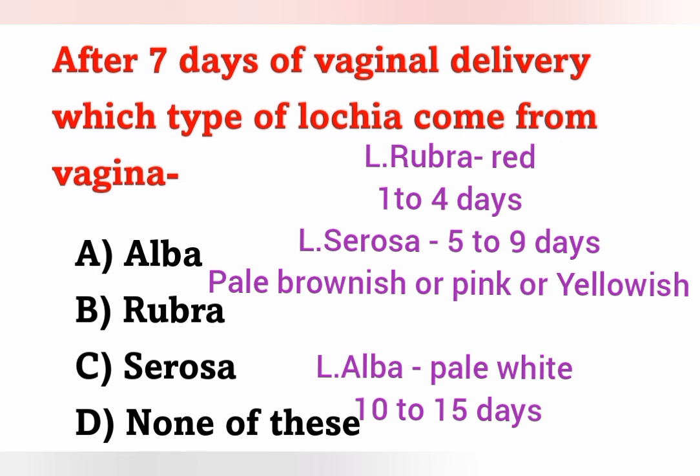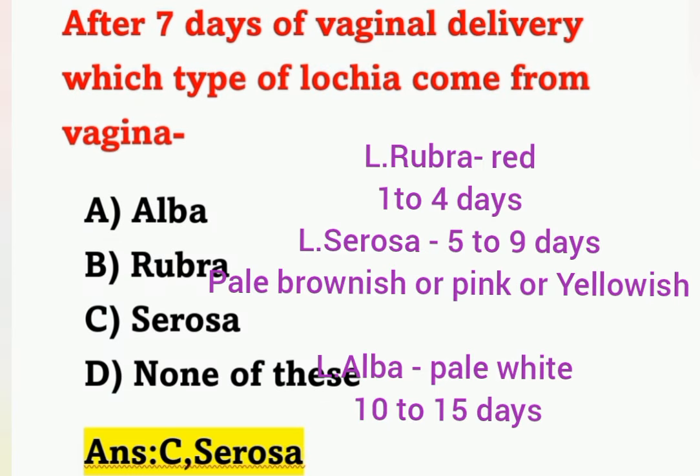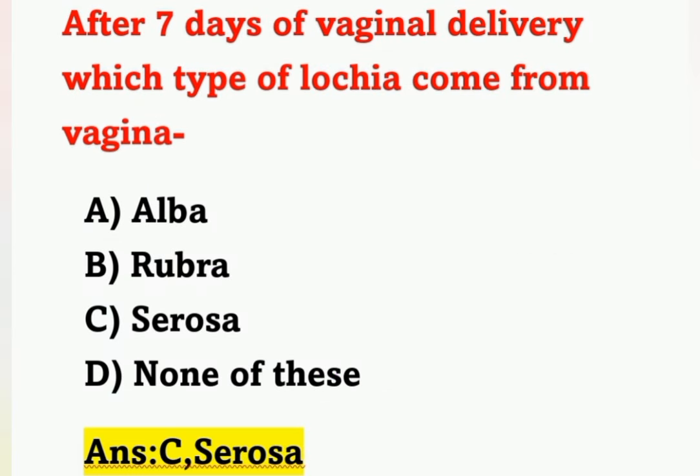So here our question, after 7 days of vaginal delivery, it is lochia serosa. From the 5th day to the 9th day it will be serosa. So the answer is option C, lochia serosa.